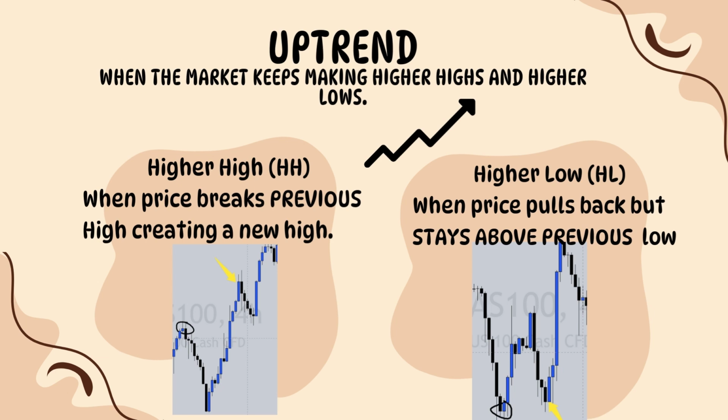Same with higher low, but this is just when the price pulls back, but it stays above the previous low. So as you can see in this example where the black circle is, that was the low at that time. But then price created a higher low because, as we can see, it was in an uptrend, it created another low, but obviously it did not break that recent low. That is a higher low. I truly hope that is making sense.